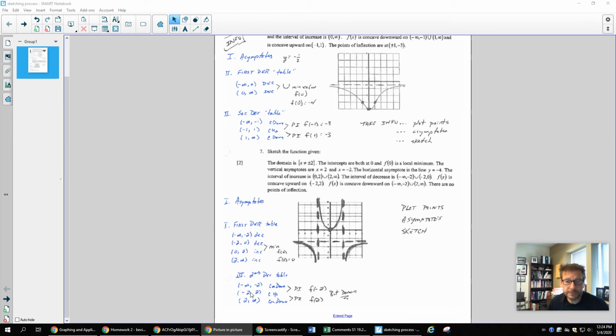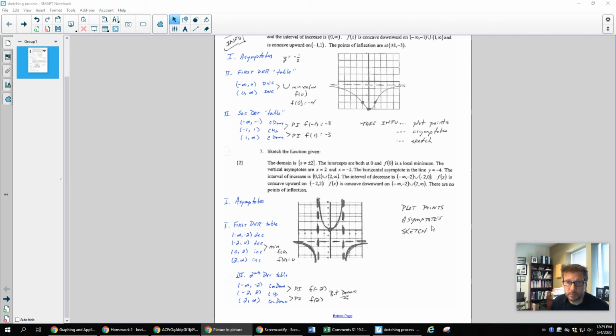My second derivative, I've only got a couple of concave ups and concave downs happening. But again, negative infinity to -2, -2 to 2, 2 to infinity. I put those in the proper order. Concave down, concave up, concave down. I got points of inflection. I should have a point of inflection at -2, and I should have a point of inflection at 2. But my domain says x can't be 2 and x can't be -2, which means I actually have no points of inflection. So the only point I have to plot then is my minimum at 0, 0.